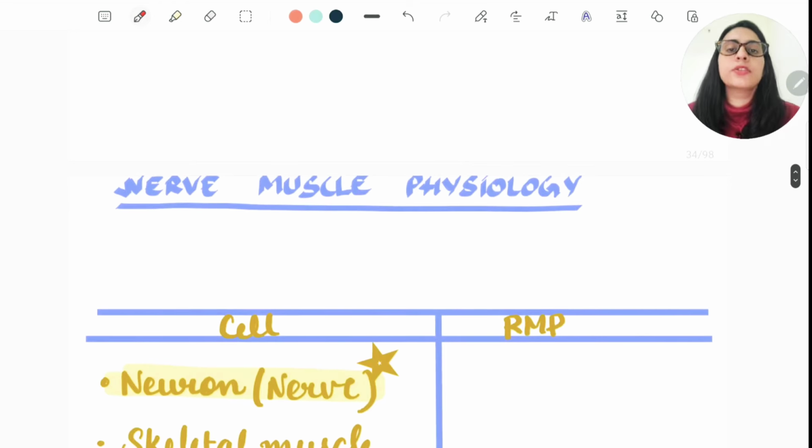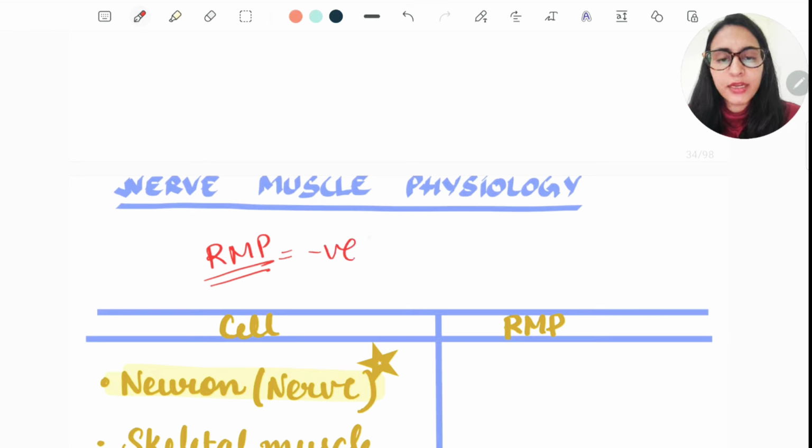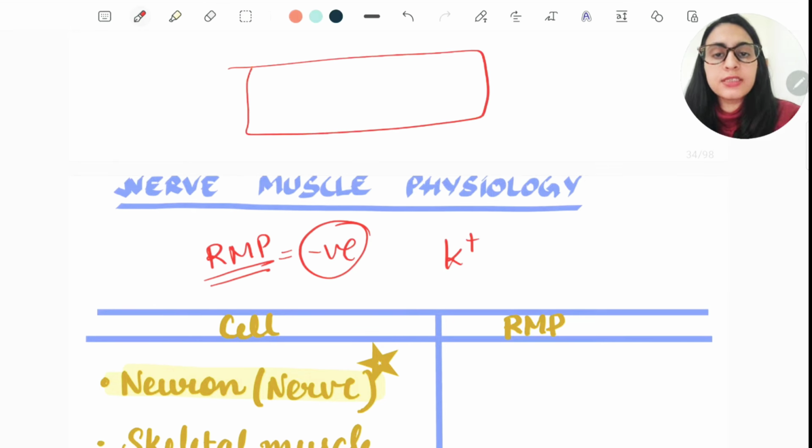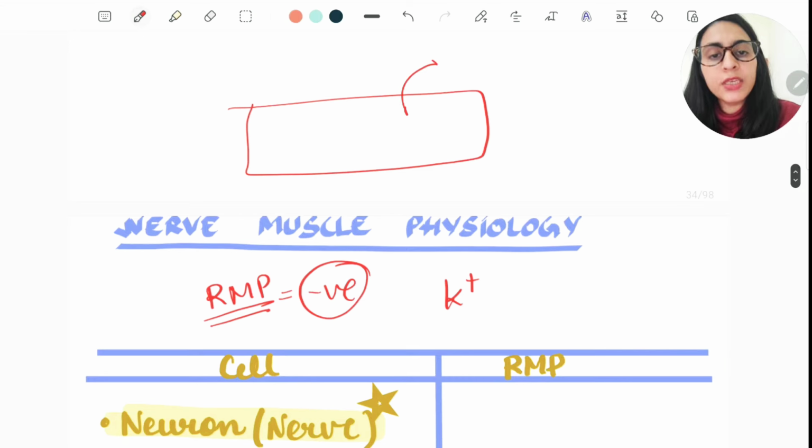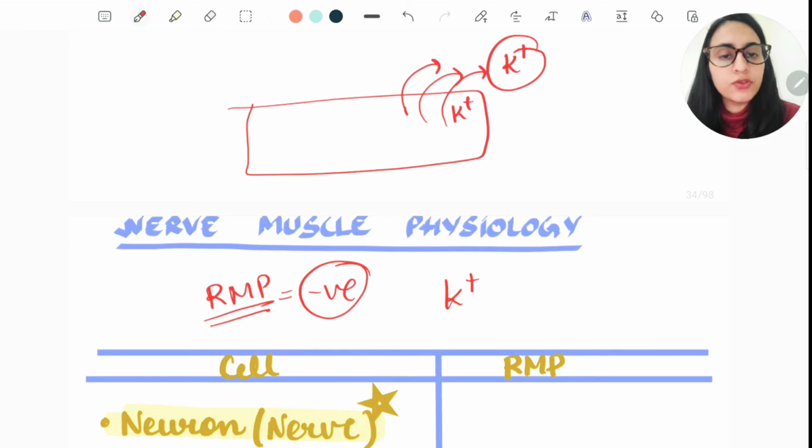Important topic, which is nerve muscle physiology. In the nerve muscle physiology, we'll be talking about resting membrane potential. Resting membrane potential is always negative, and the reason is because of the continuous efflux of the potassium. Because this potassium is leaking out of the cell, potassium keeps on leaking during repolarization. So potassium goes outside the cell. Because of that, there is a negative RMP.